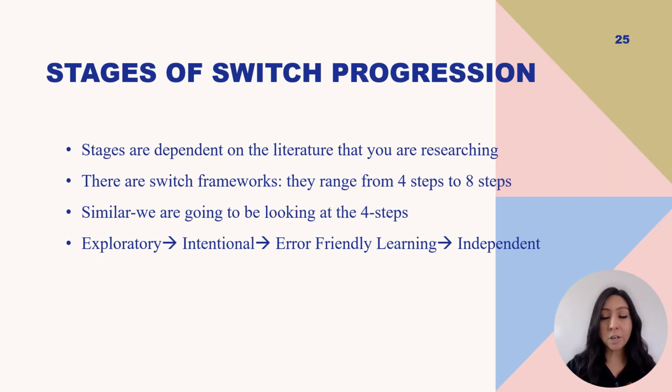Okay, so now we're gonna go ahead and shift a little bit over to the stages of switch progression. So the stages are dependent on the literature that you are researching. There are switch frameworks that range between 4 steps to 8 steps. They are very similar, so we are going to be looking at the 4-step framework. Our 4-step framework includes exploratory, intentional, error-friendly learning, and independent.